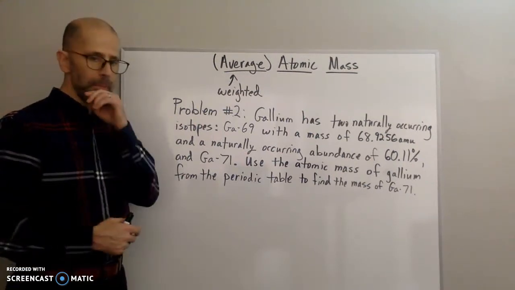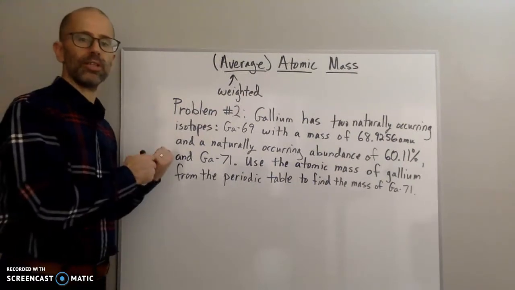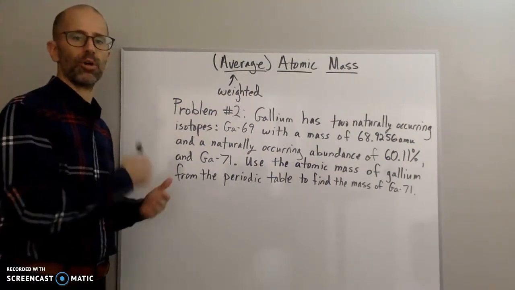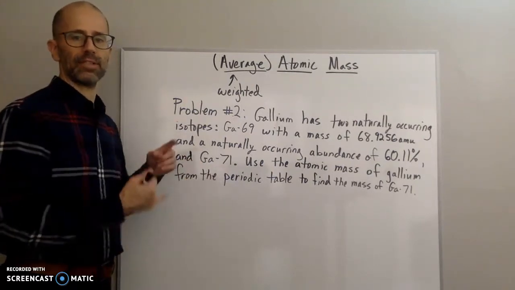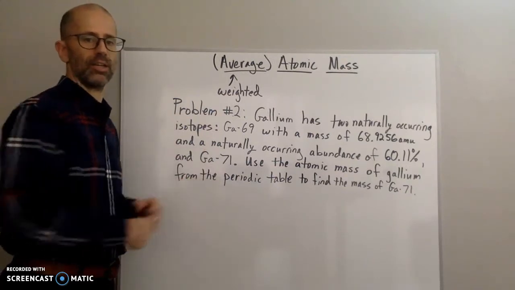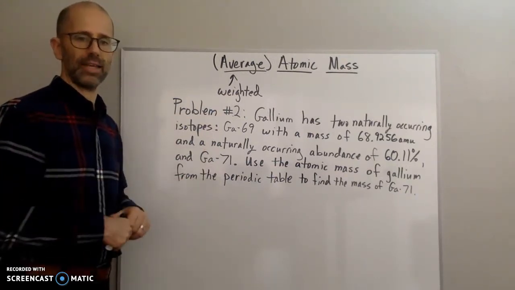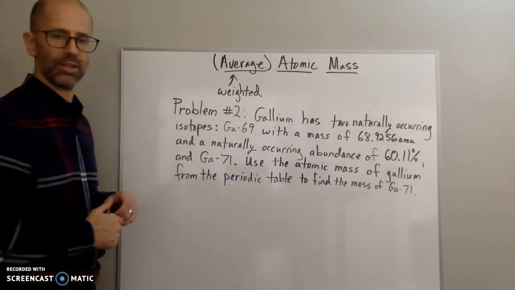and so on for all of your isotopes. Now, in the last problem we worked on, it was asking straightforwardly for the average atomic mass of copper. And they gave us the percent abundances and they gave us the masses. So we just plugged it into the equation and we got the answer. This problem is a little bit different. So let's go ahead and read this problem.